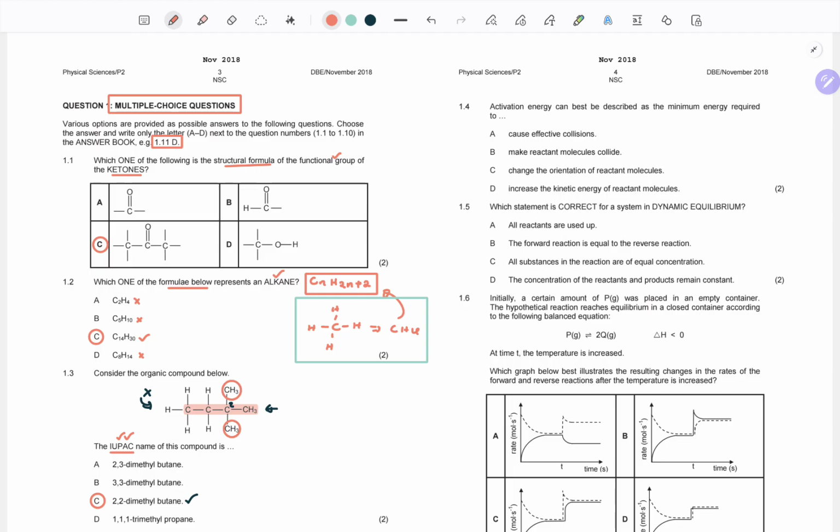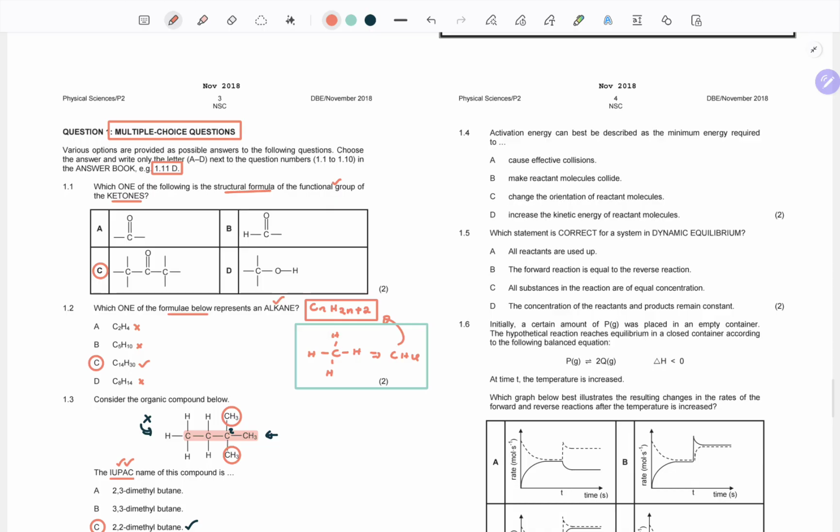All right, so if again these things you're comfortable with, you know you are ready for the exam in a way. Now 1.4 asks, activation energy can be best described as minimum energy required, well, to cause effective collisions. That sounds right, because there's no turning back once we reach the activated complex.